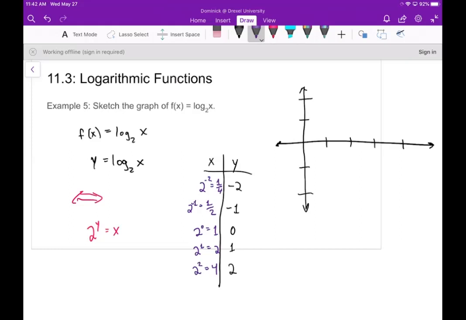So the first one I have is 1/4, negative 2. So that's going to look something like this. Then I have 1/2, negative 1. So that's going to be here. And then I have 1 comma 0. So that's here. I have 2 comma 1, which is here. And I have 4 comma 2, which is like here. So we get something like this.